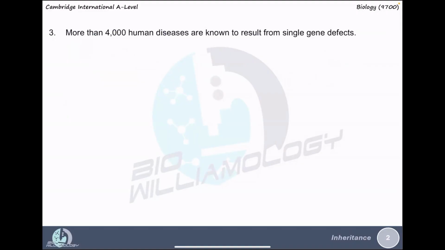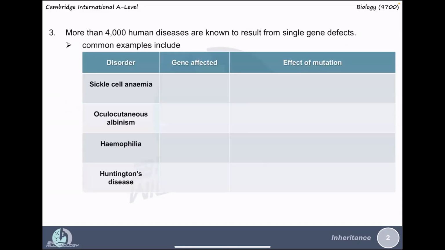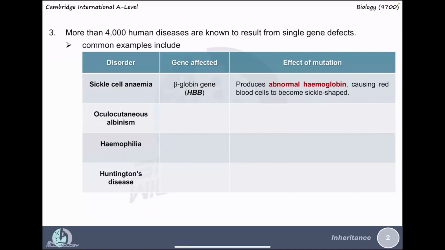More than 4,000 human diseases are known to result from single gene defects. Common examples include sickle cell anemia, where a mutation takes place in the beta globin gene, or HBB gene, and produces abnormal hemoglobin, or more precisely abnormal beta globin, causing red blood cells to become sickle shaped.